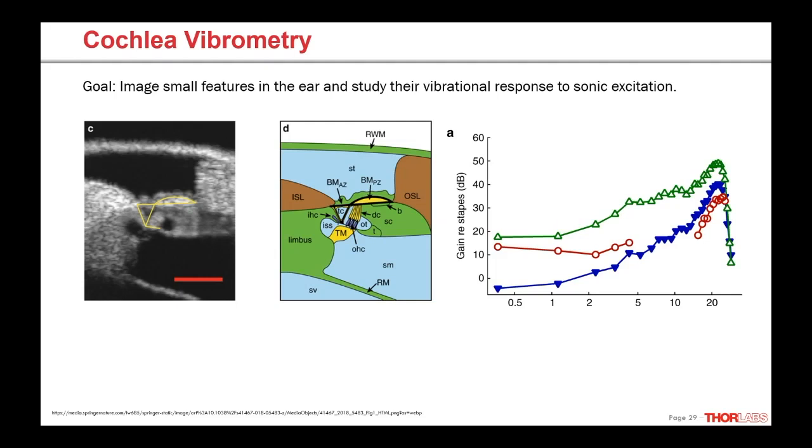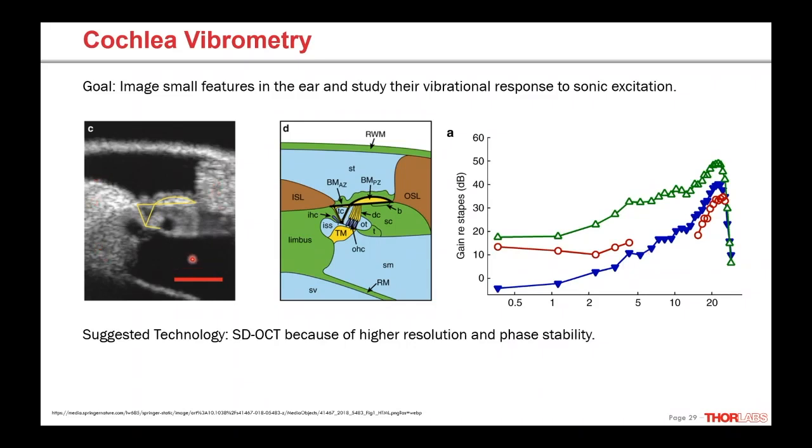And in this case, we would recommend spectral domain OCT for two reasons. One is spectral domain OCT gives you a higher axial resolution, which makes it easier to image these small structures and find your way around the ear. And on the other hand, spectral domain OCT systems are inherently phase stable.